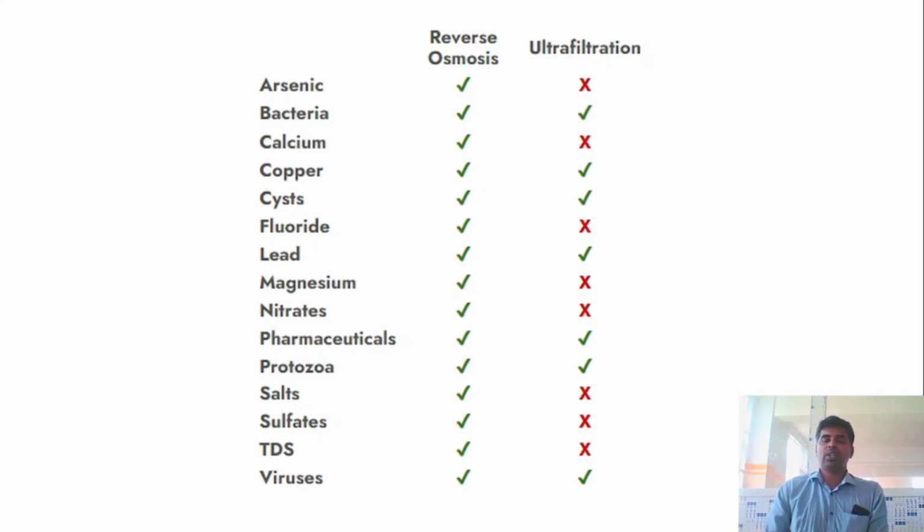But arsenic, calcium, fluoride, magnesium, nitrates, salts, sulfates and TDS, that is everything which has been dissolved in the water, cannot be easily separated by ultrafiltration. Those can only be removed by reverse osmosis. So anything that is dissolved can be separated only by using reverse osmosis. If it is dissolved, you cannot separate it out with ultrafiltration, that's it.